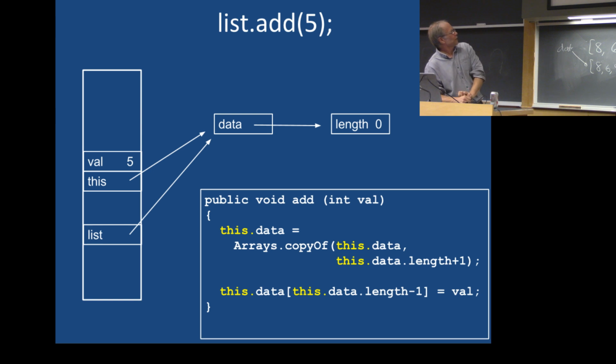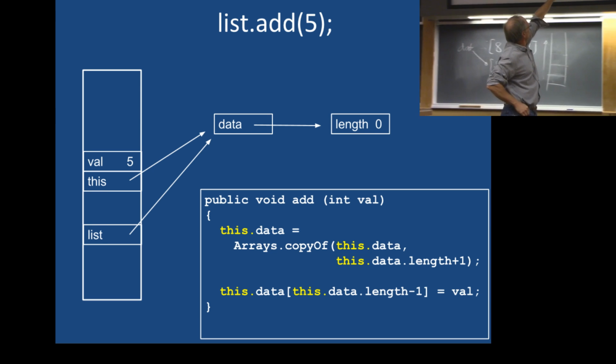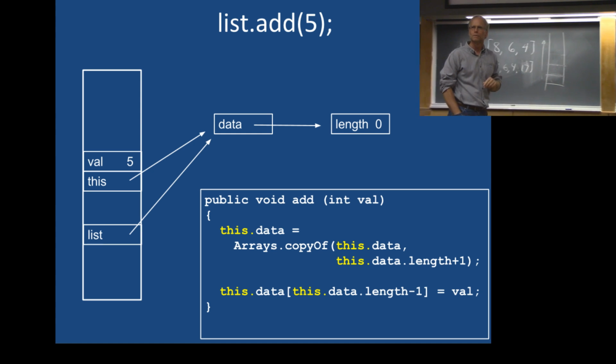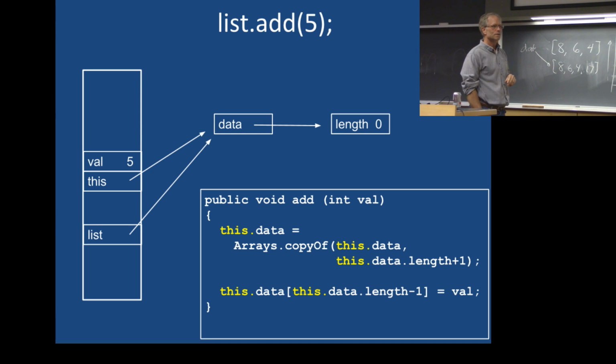What's going to happen with this first assignment? How will the picture change? What it has to do is it needs to call Arrays.copyOf, so it needs to find this.data. How does it do that? Dot just means follow an arrow. So how does it find this? Where does it find this? In its stack frame. It follows the arrow, and it needs data, so that's the value of data, that arrow to the array. So this.data is the arrow, the reference to that array.